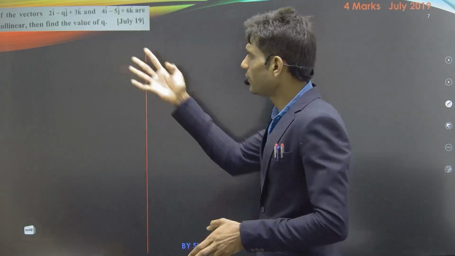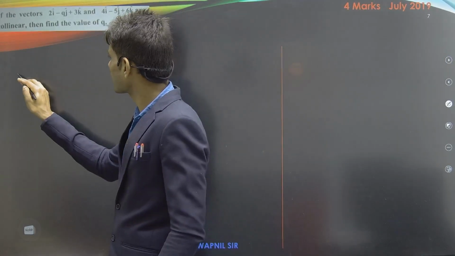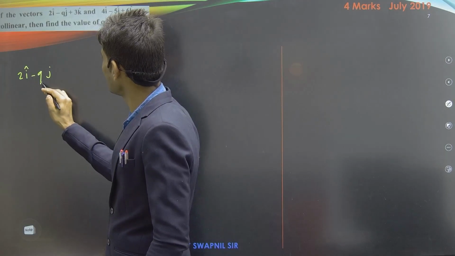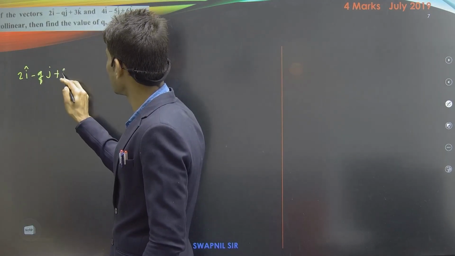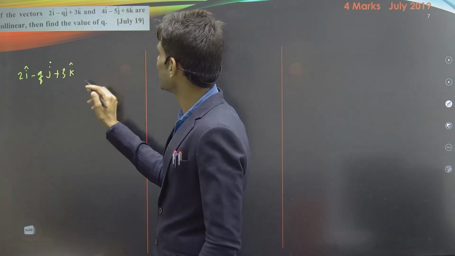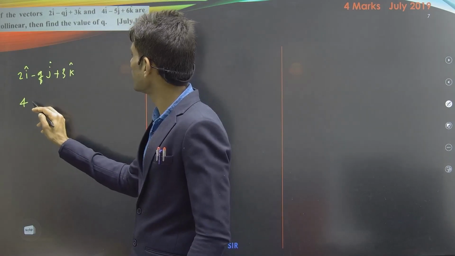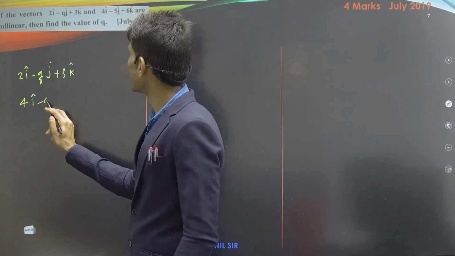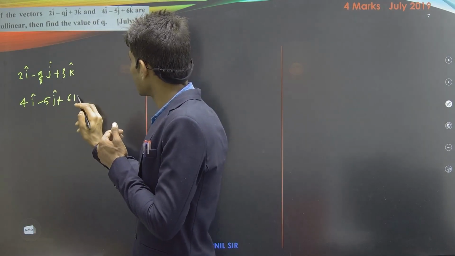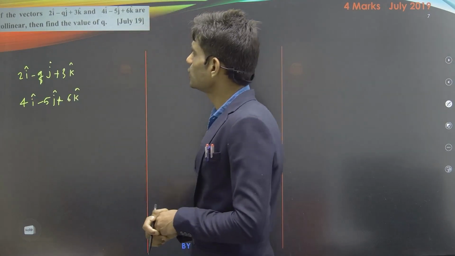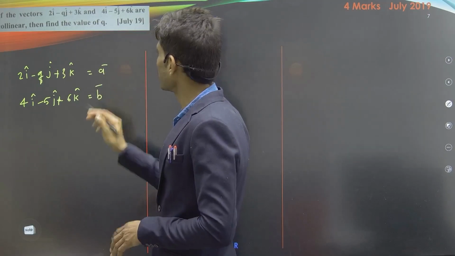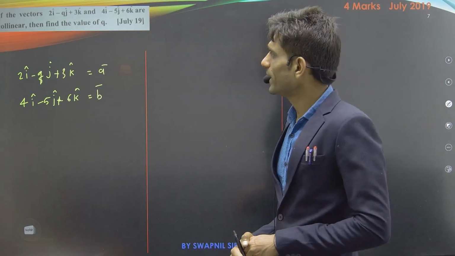We are given 2i cap minus q times j cap plus 3 times k cap, and the next position vector is 4 times i cap minus 5 times j cap plus 6 times k cap. We have these two position vectors. Let's consider one as a bar and the other as b bar. These two vectors are collinear.